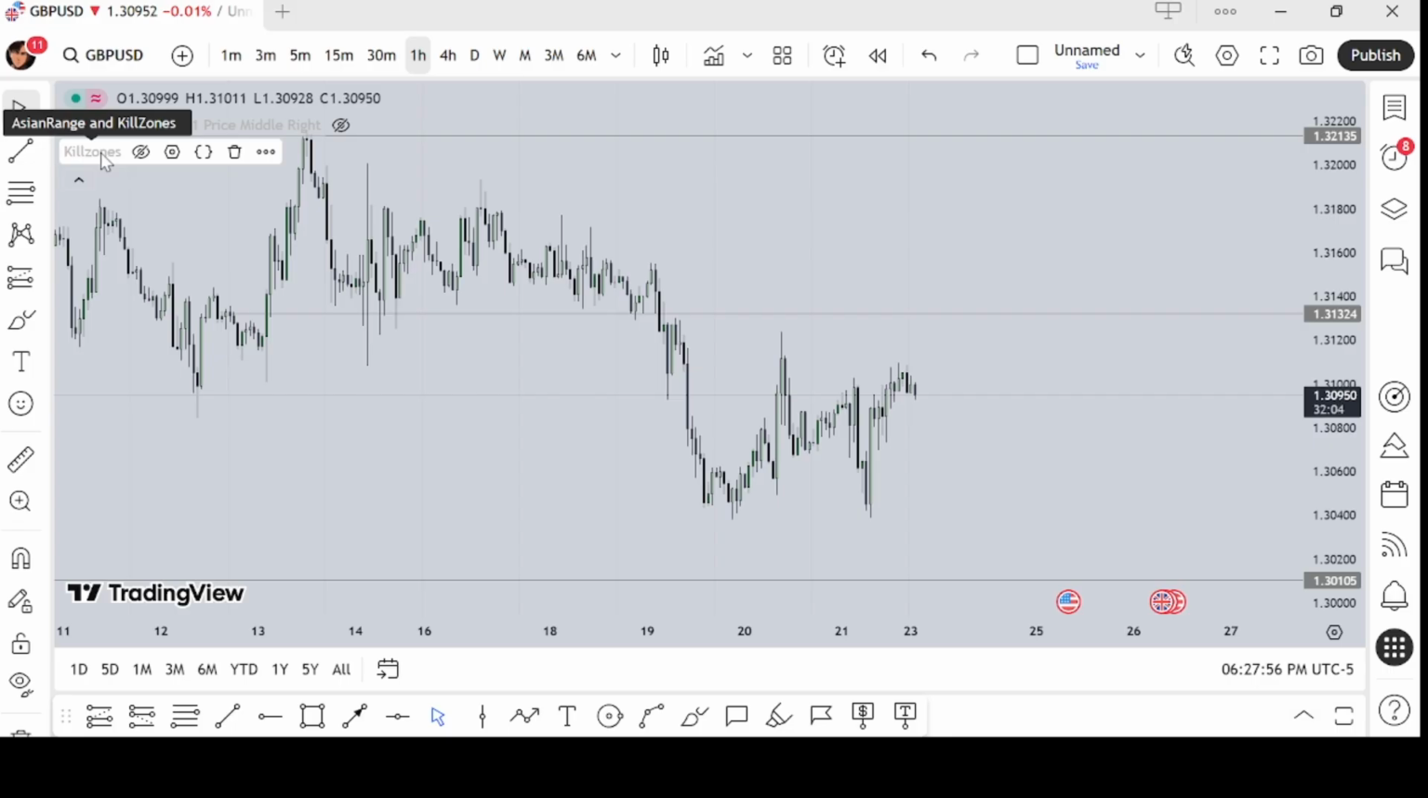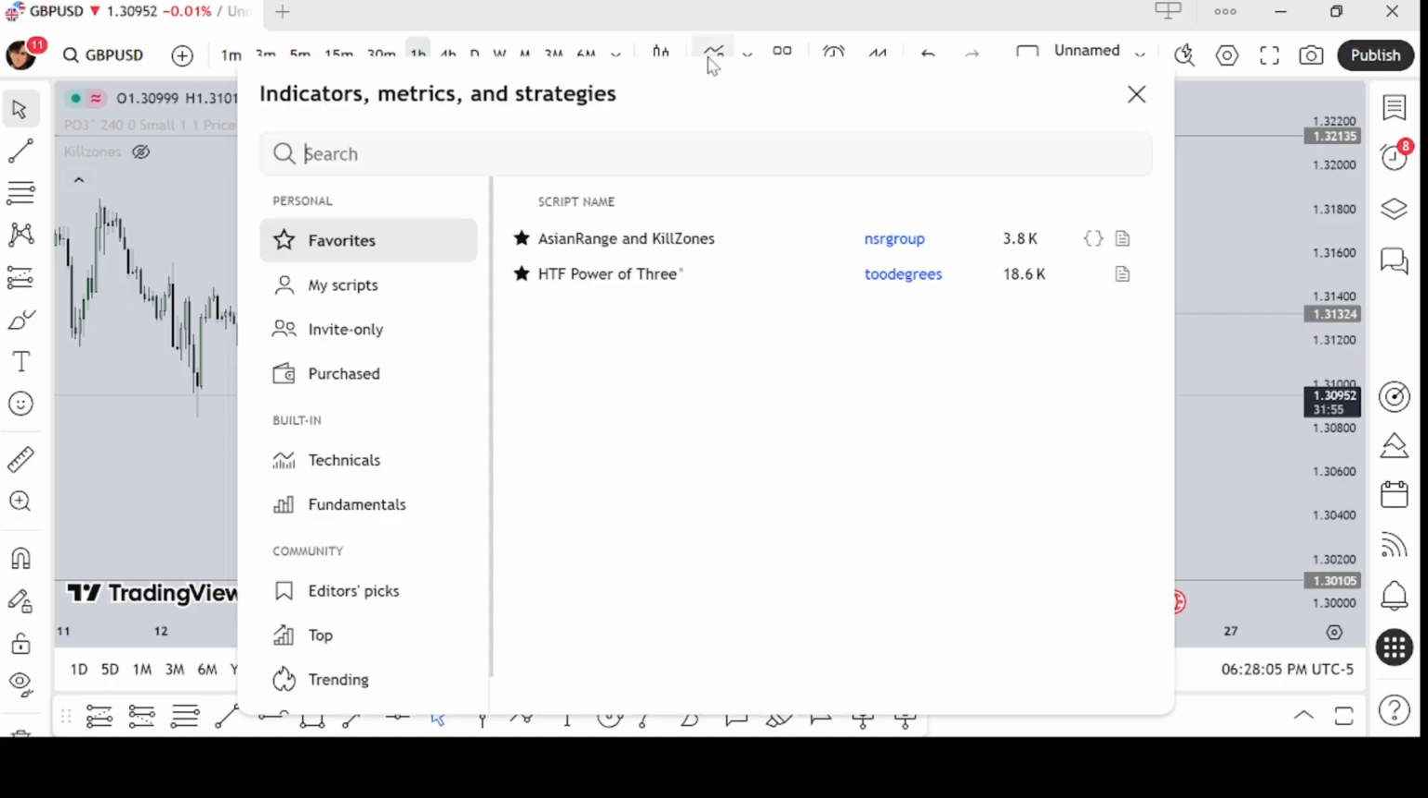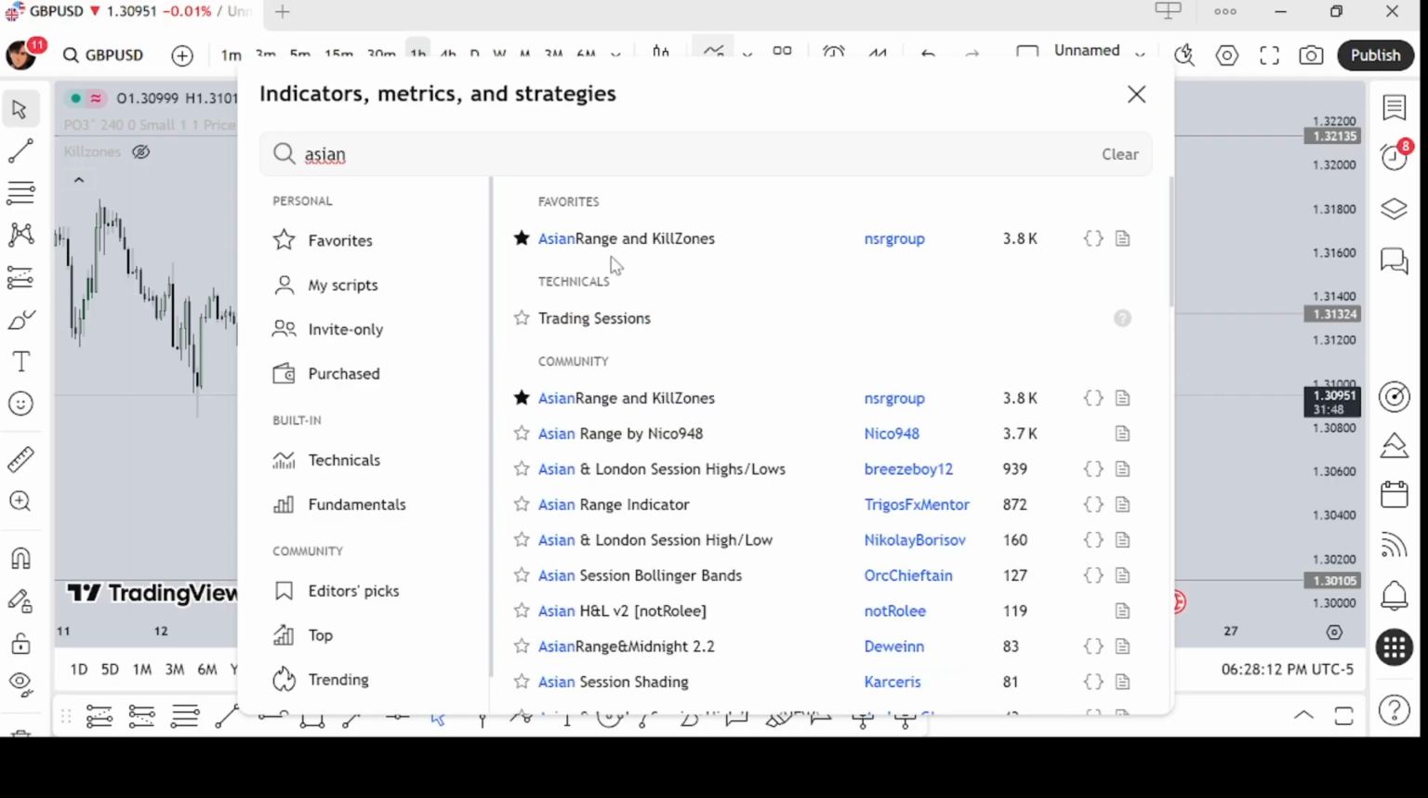Now, the first thing you should do is go to your indicators. If you don't know where to get your indicators, go right here. You see indicators. You just come here, you search for Asian range and Q zones. You can see it's already here because I've already marked it as favorite. So this is the name of the indicator. Just search Asian range and Q zones, then you can click and add the indicator. That's the first thing you do.